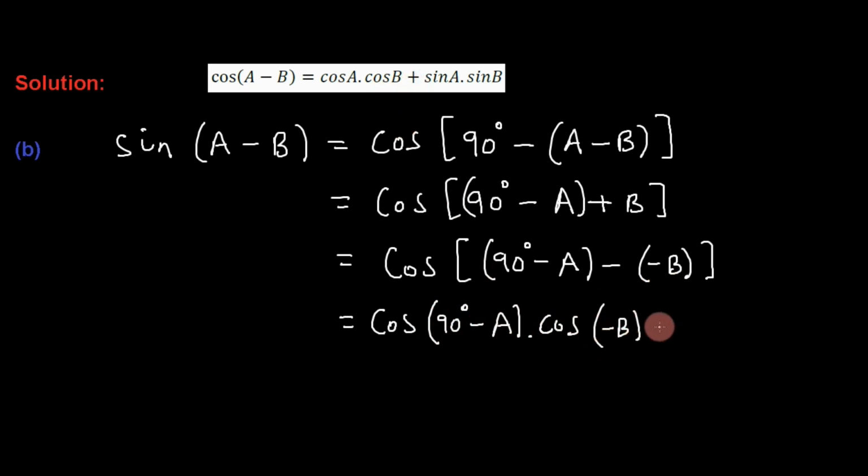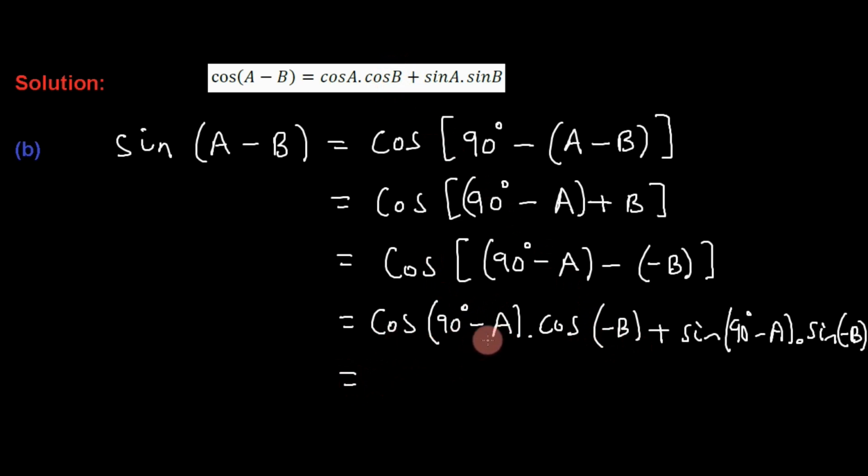Then plus the sine of A, which is now the sine of 90 degrees minus A, times the sine of B. In other words, the sine of negative B. So once again, we're using this expansion, but wherever we have an A, we put in 90 degrees minus A, and wherever we have a B, we put in negative B.